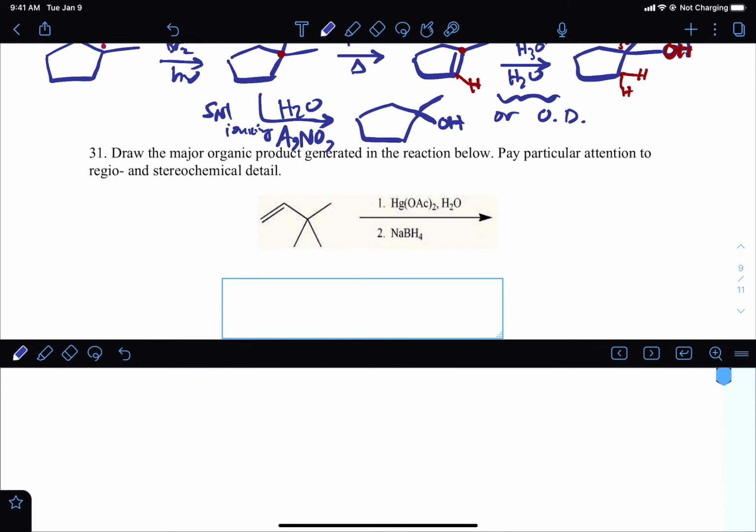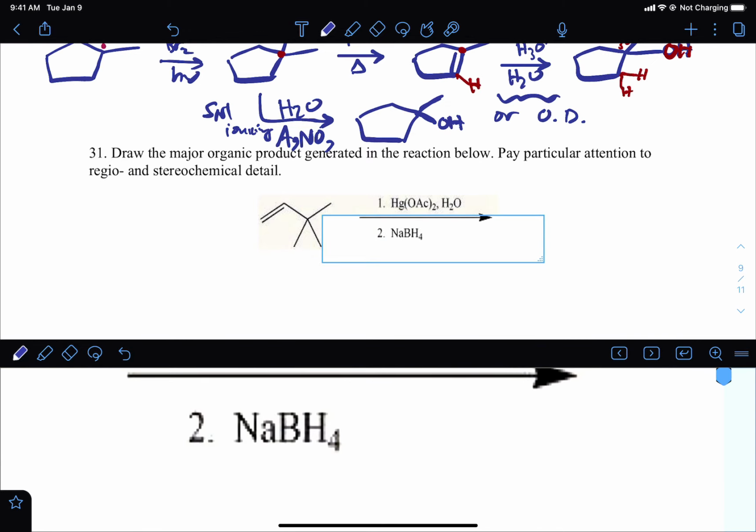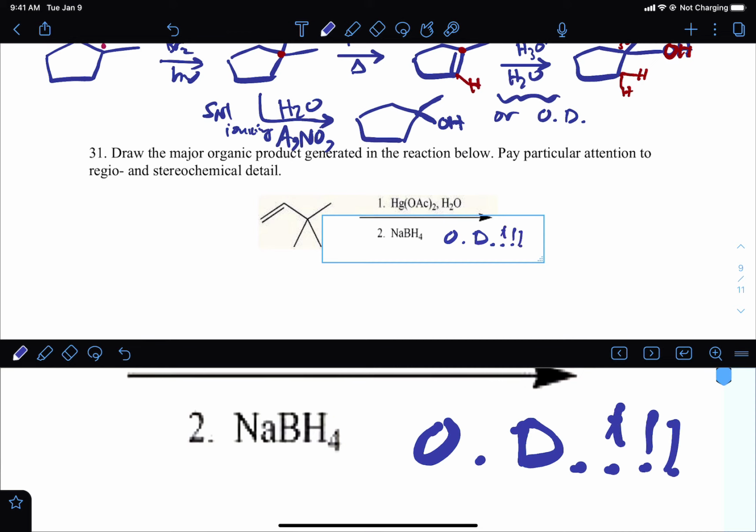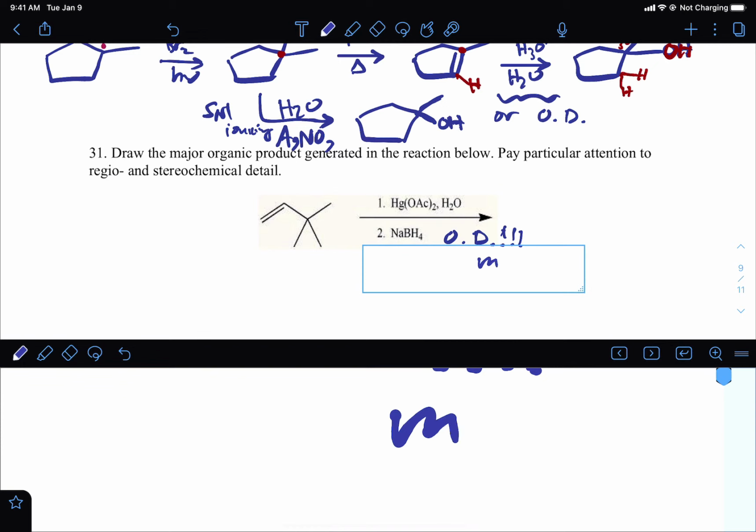All right. Now, here's a big picture problem, because they're asking not for the mechanism, but for the overall product. And here are oxymercuration, demercuration. Okay. We know this, that your brain goes, wait, I know what this does. What does it do? Markovnikov hydration.